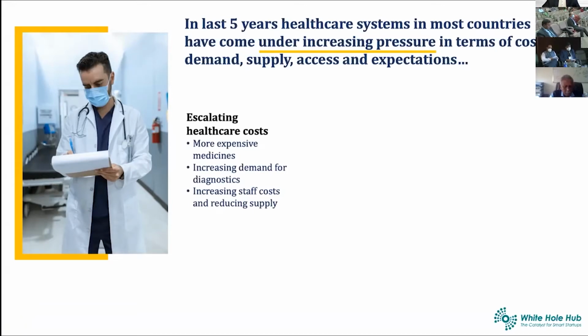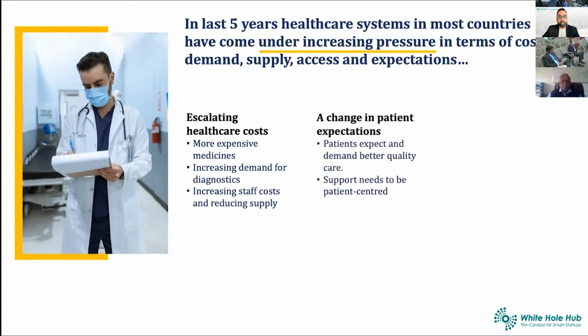Now, the reasons. Cost has always been an important part of the industry, but the escalation of healthcare costs is now one of the major trigger points: a growing population, more expensive medicines, demand for diagnosis, increasing staff costs, and reducing supply. That has been one of the pivotal points because, as we mentioned earlier, in a crisis discoveries will happen. And this is one of the major crises happening in healthcare across the globe.